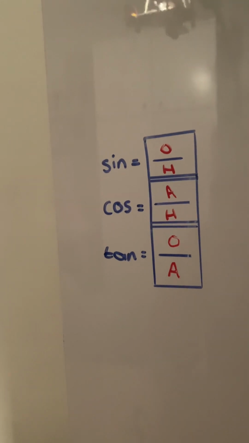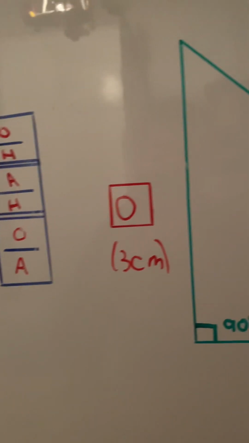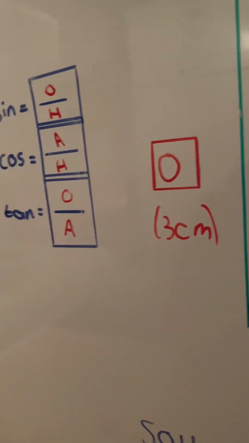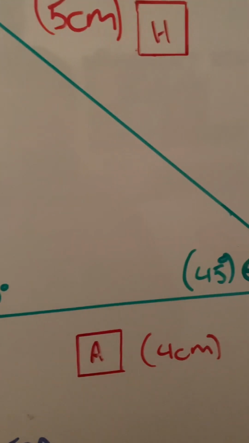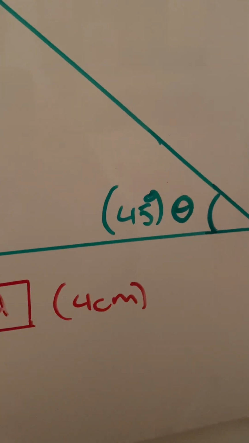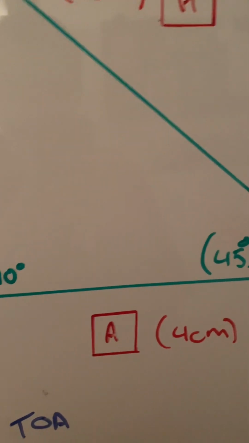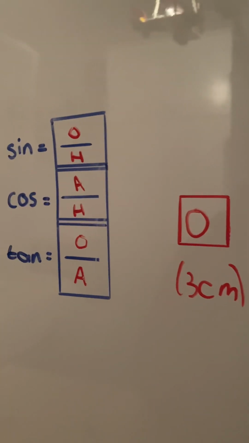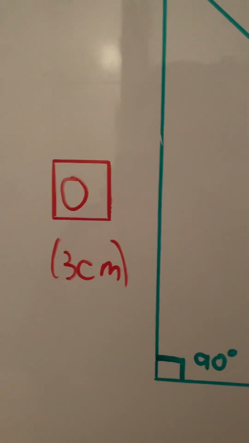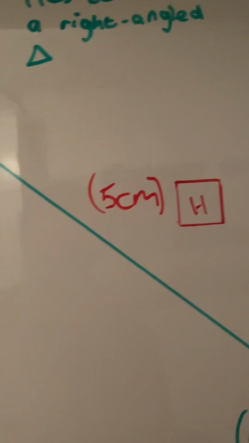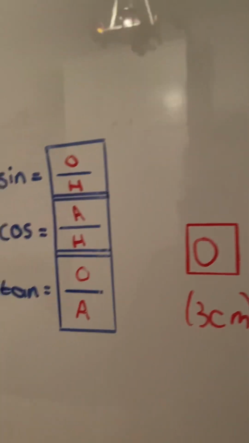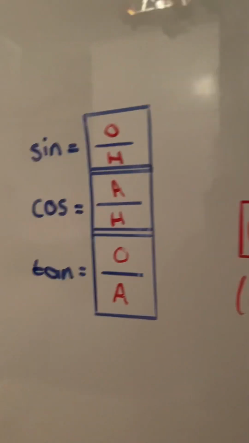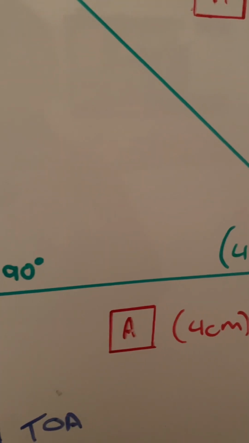When working with trigonometry, we have three functions named sine, cos, and tan. Now, when using a calculator, we enter either sine, cos, or tan, and then the angle of theta, which in this case is going to be 45 degrees. Now, the answer for sine will always be the same as the opposite side divided by the hypotenuse. For cos, it will always be the adjacent side divided by the hypotenuse. And for tan, it will always be the opposite side divided by the adjacent side.